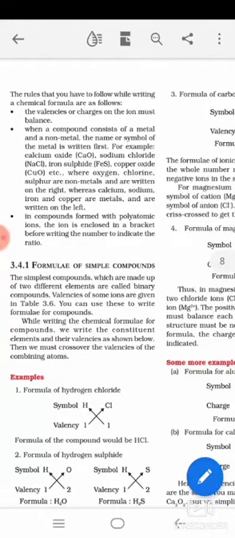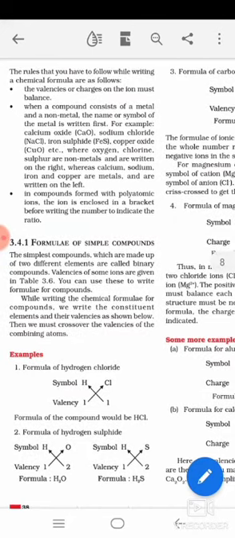So, in our last session, you studied some elements and their valencies. Now we are going to understand how we can write a chemical formula. There are rules. The first rule is that the valencies or charges on the ions must be balanced. What does it actually mean? Charge on the ions must be balanced.